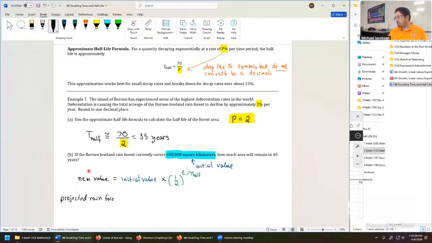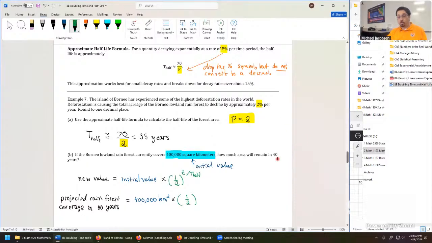rainforest coverage in 40 years will be, take where it's starting at currently. So 2026, approximately 400,000 square kilometers. That's a 2 there. Let me fix that penmanship. Multiply that against 1/2 to a power.